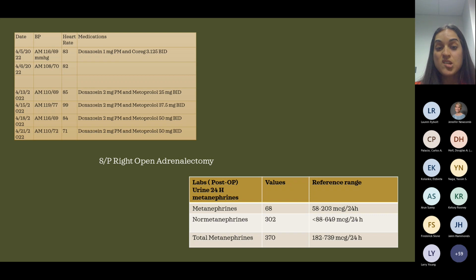And what I want you to see here later is that we checked, 1 week after, the 24-hour urine collection for metanephrines, and all the laboratories were within normal limits. This is a patient who right now is not on antihypertensive medications.